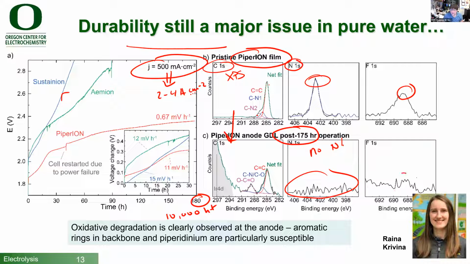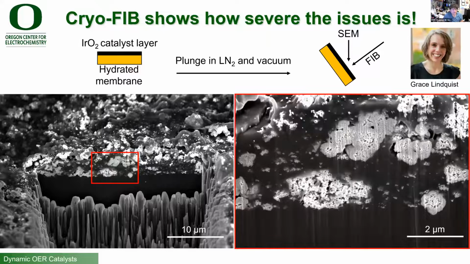You see the fluorine peak much lower, and you see a huge amount of oxidized carbon. So this is telling you there's oxidative degradation at the anode. Probably those aromatic components in the backbone are particularly susceptible to oxidation. We can look in more detail.